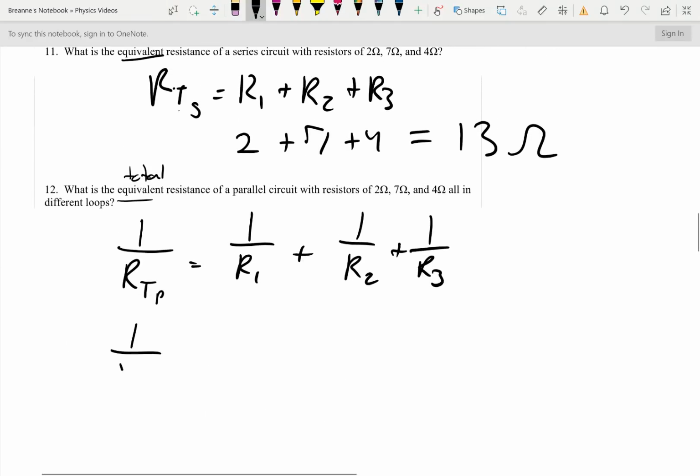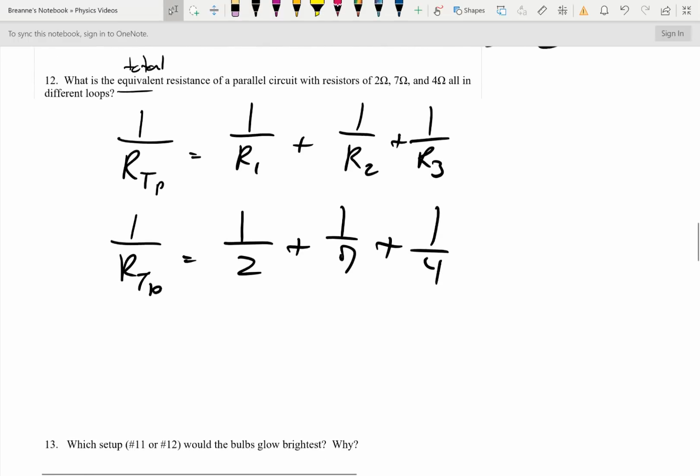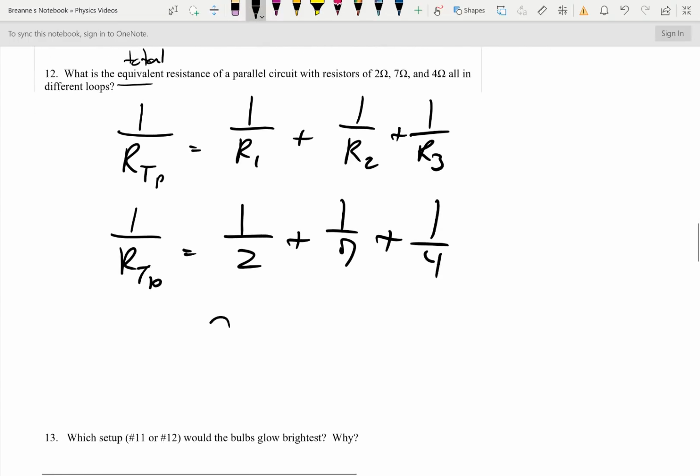And so we're looking for total. It'll be 1 over 2 plus 1 over 7 plus 1 over 4. Now, you can't just add up the denominators. So go ahead and figure it. 1 over 2 is just 0.5, plus 1 over 7 is 0.14. 1 over 4 is just 0.25. Now add those up.